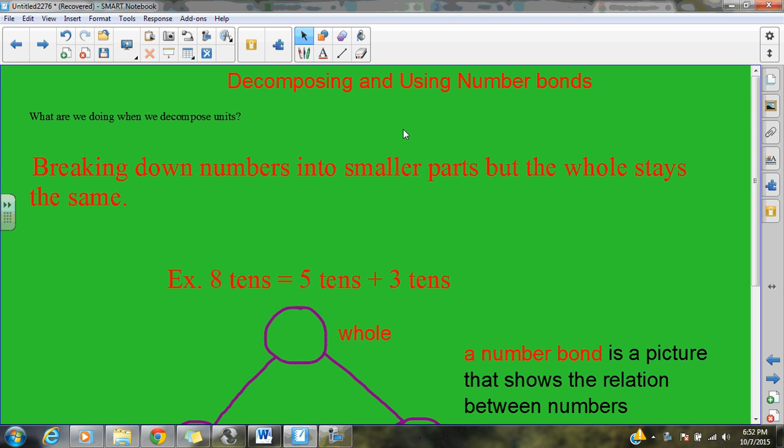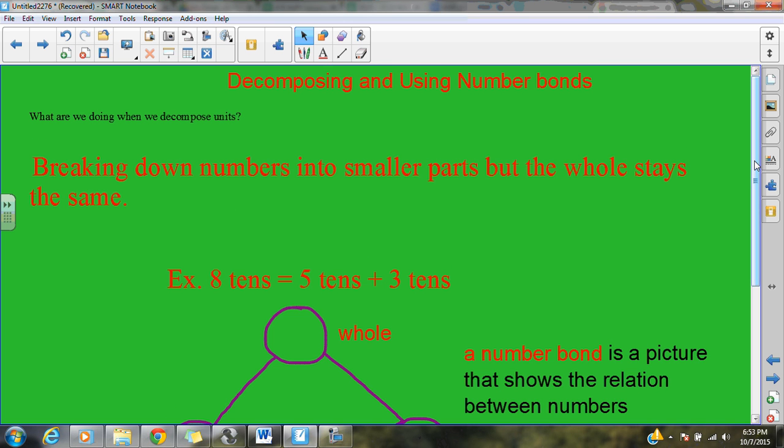Decomposing and using number bonds. So what are we doing when we decompose units or numbers? That just means that we're breaking down numbers into smaller parts, but the whole still stays the same. So even though we can take a number and break it down, we do it so we can work with smaller numbers and we can make problems easier to solve when we're working with easier numbers. But the whole thing still remains the same.